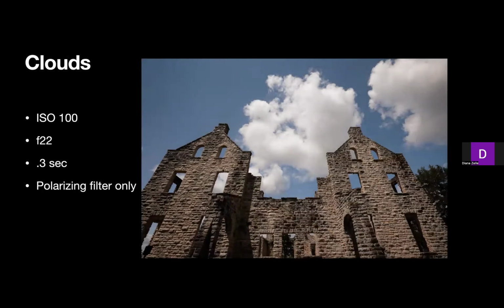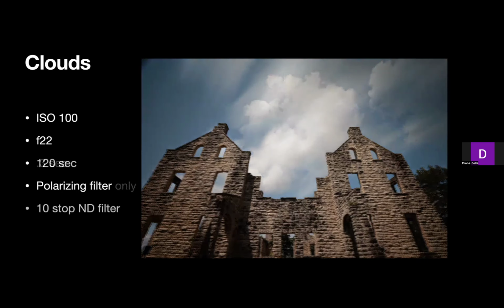Clouds. We've all seen pictures done this way. So this is a 100. The lens was a wide lens, so it actually went to 22. So I closed it all the way down. The only filter on here right now is the polarizer filter, and still at that exposure, I was at 0.3 seconds. But I want some movement in the clouds. I want that kind of streaky look.